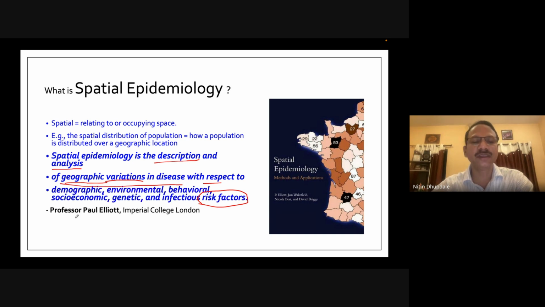So this is a definition given by Professor Paul Elliott from Imperial College of London, and he is the author of this book, Spatial Epidemiology, and he's one of the editors of that book. So he's a renowned spatial epidemiologist.